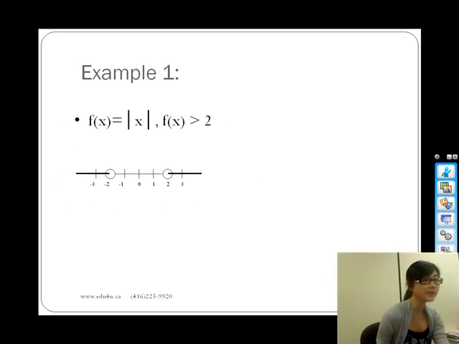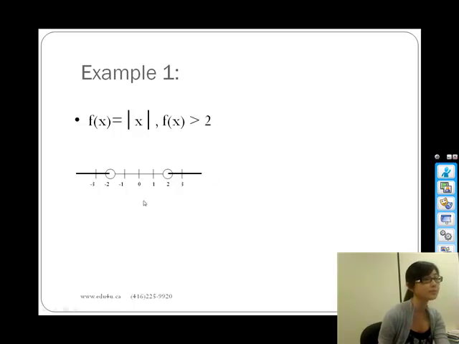Let's take a look at example 1. f of x equals the absolute value of x for f of x bigger than 2, and we have to graph that on the number line. Let's first ignore the absolute value for a sec and just look at f of x equals x, for f of x bigger than 2.